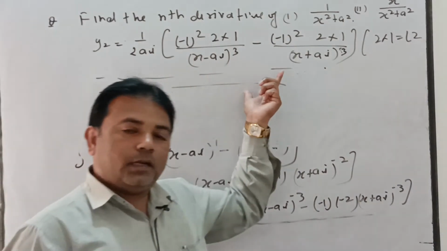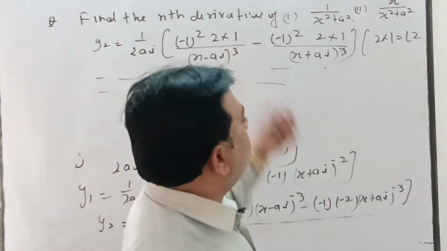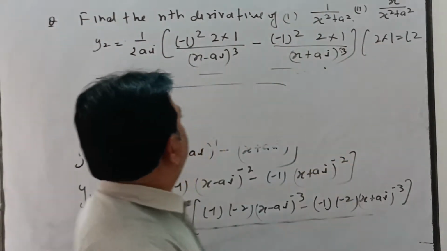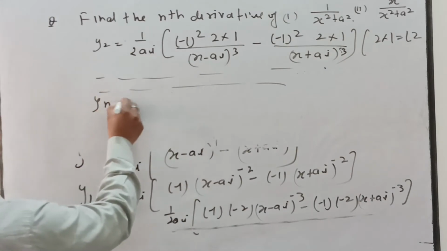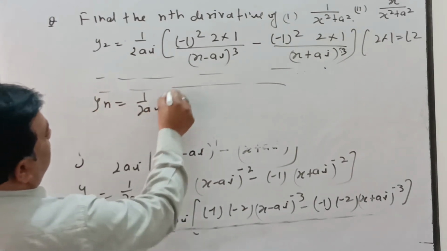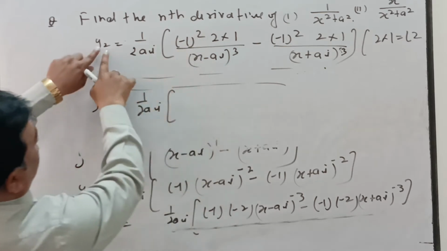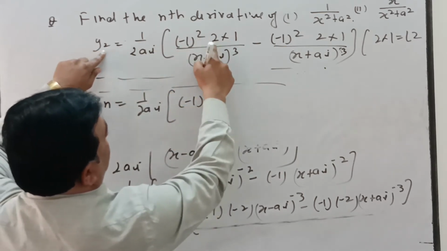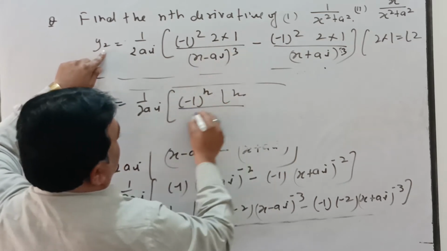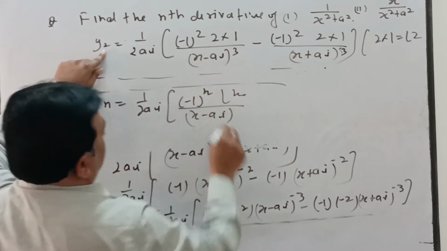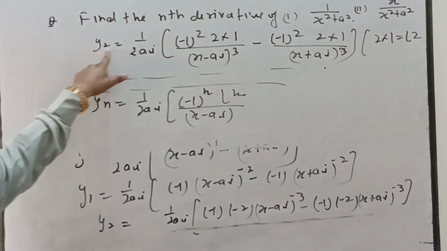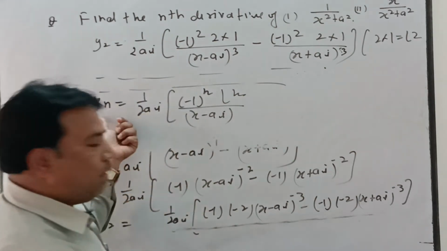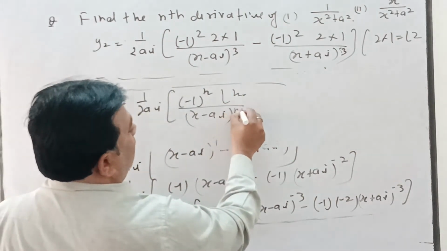This is the topic of the inter classes for the binomial expansion, permutation and combinations. So 2 into 1 represents the factorial 2, and y of n is 1 upon 2ai, minus 1 to the power n factorial n divided by x minus ai, differentiation is 2 times but power is 3, more than 1 power, so differentiating n times, you write the power of n plus 1.